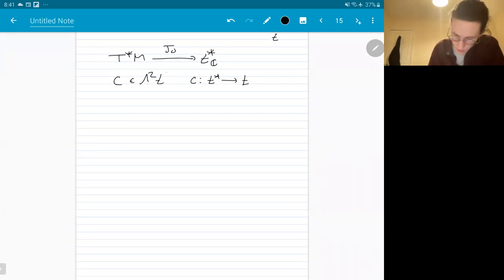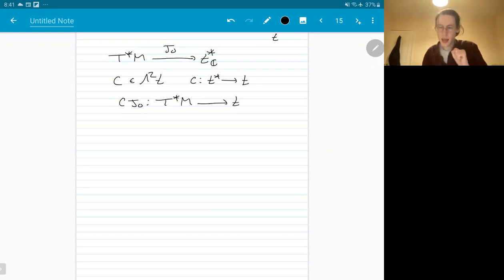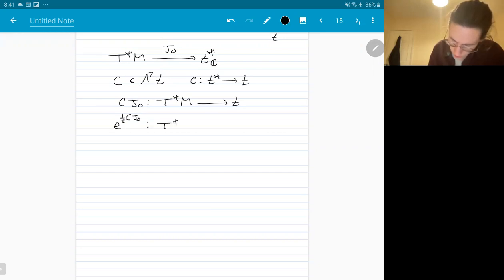And so that means that if I combine C and J together, it gives me a map from TM to T. And now T acts on the cotangent bundle through the exponential, through the C star action. So I can exponentiate it. When I exponentiate it like this, it now gives me a map into the group. And then that acts on T star of M, or it acts on M.